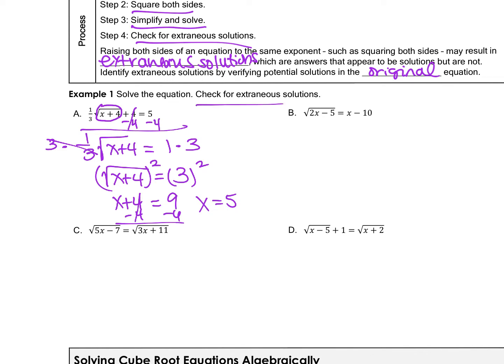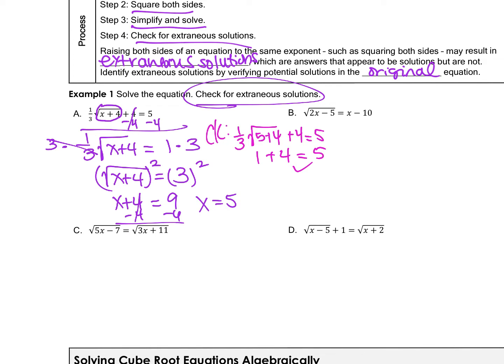Now, you have to check for extraneous solutions to make sure that it works. So I'm going to check it. You can also just plug it in the calculator. So that's going to be square root of 9. Square root of 9 is 3 times 1/3 is 1 plus 4, which does equal 5. So make sure that it's true. Again, you can use a calculator. I don't really care on that part for checking.